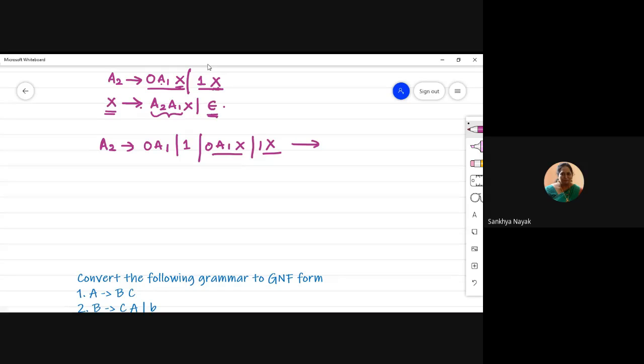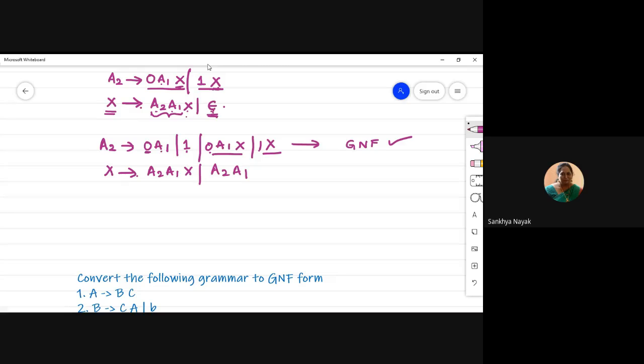And if you observe this, this is already in GNF, Greibach normal form. So we are okay with this. See, a terminal followed by non-terminals, or a terminal followed by a non-terminal. Correct? So this is already in GNF. Now what about this X? Again, I have to remove this epsilon from here. So X will be A2A1X, or if I substitute epsilon for this X, then it becomes just A2 and A1.